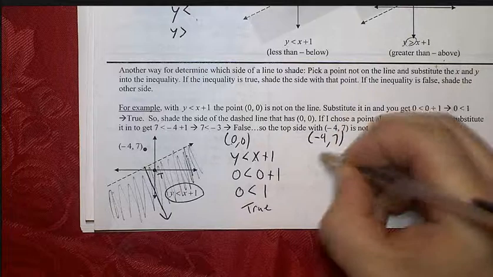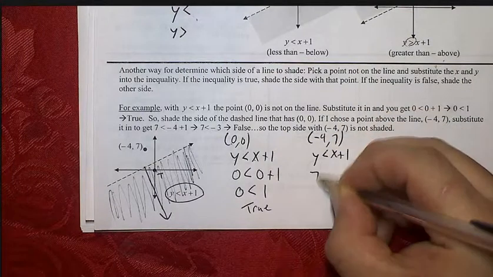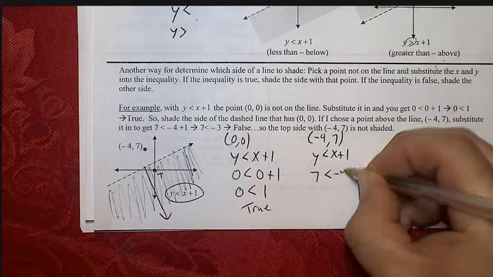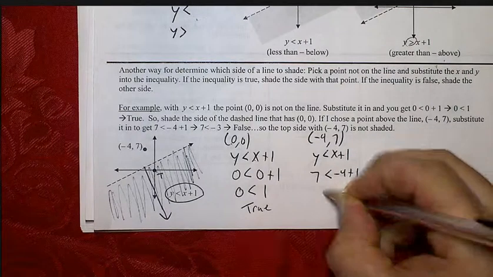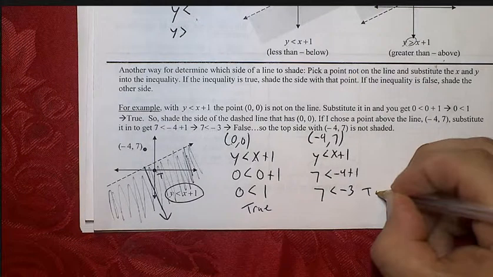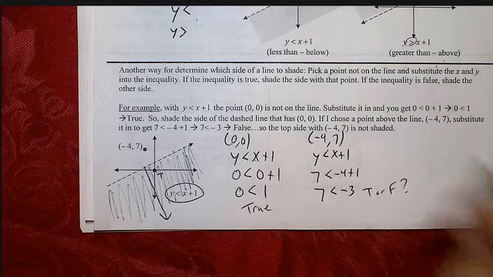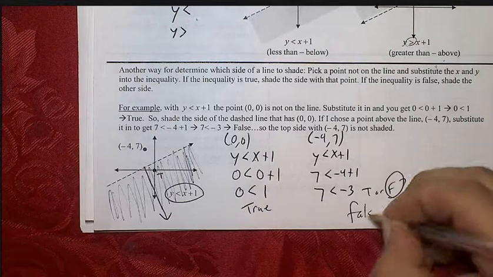Okay? So now, true or false? Is 7 less than -3? Answer is false. So if that's false, that means all the numbers on this side of the line are wrong. So nothing is shaded. That means the other side is correct.